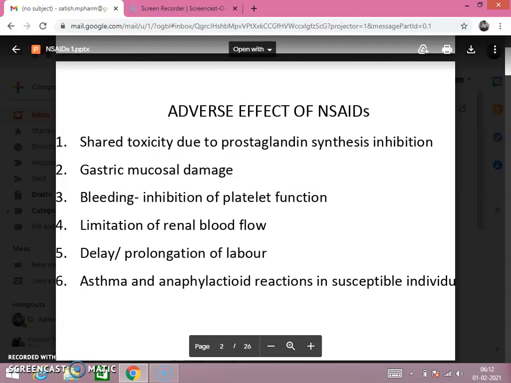Inhibition of platelet function can be observed, especially with aspirin in lower doses, and thereby bleeding can be observed. Limitation of renal blood flow can also occur, and thereby renal damage can be observed. Delay or prolongation of labor can be observed with the use of cyclooxygenase inhibitors. That's why these drugs should be stopped before labor. They are also contraindicated in asthma patients and in anaphylactic reactions.